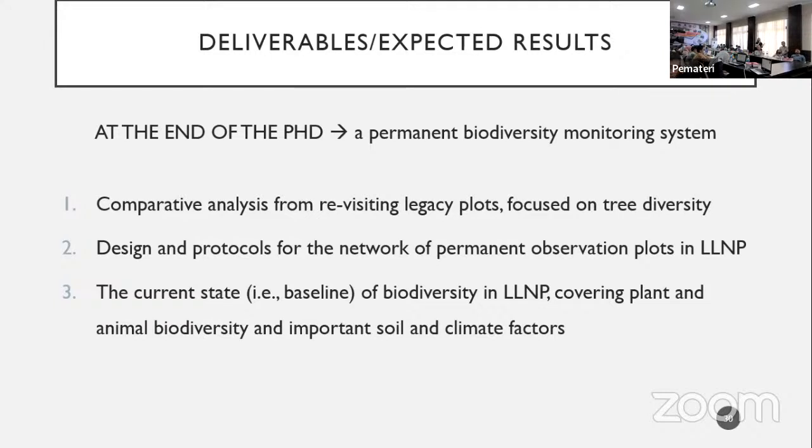Next, we'll have a design and protocols for the network of permanent observation plots in the national park, the gold standards. Then we will have the current state, or the baseline, of biodiversity in Laurel Landry National Park. And this can cover a wide range of factors, however we decide and whatever we want to create. So plants, animal biodiversity, soil and climate, NTFPs, everything that we discussed today.